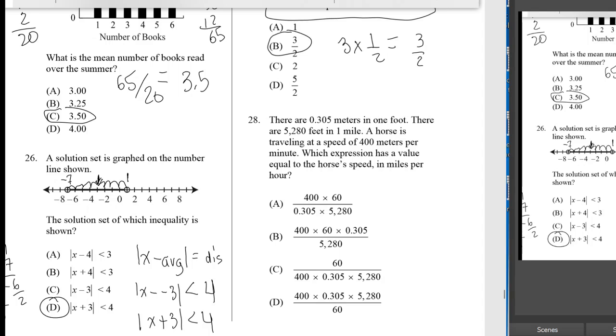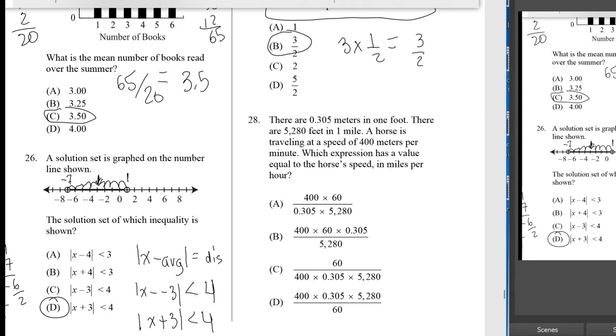Next one's tricky, but not too bad. They're essentially giving you some information about the conversion rate between numbers. There's 0.305 meters in a foot, 5,280 feet in a mile, and a horse is traveling at the speed of 400 meters per minute. What expression has a value equal to the horse's speed in miles per hour?